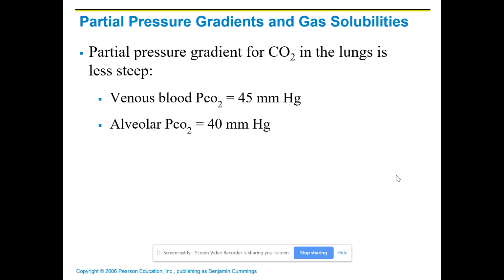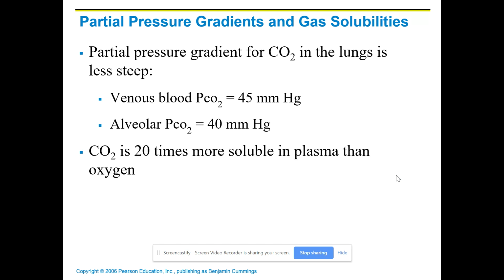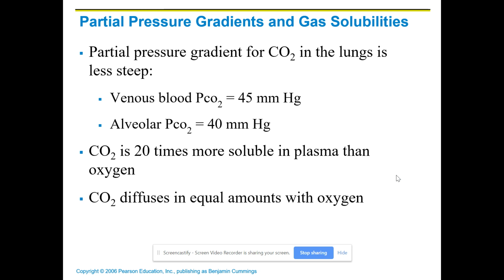So if we look at those pressures, the partial pressure of carbon dioxide in the blood is about 45. Partial pressure of carbon dioxide in the alveolus is about 40. It's going to move from high to low, so it's going to go from venous blood into the alveolar air. Don't forget, it's going to move in equal amounts with oxygen, but that's only because it's much, much more soluble than oxygen is.